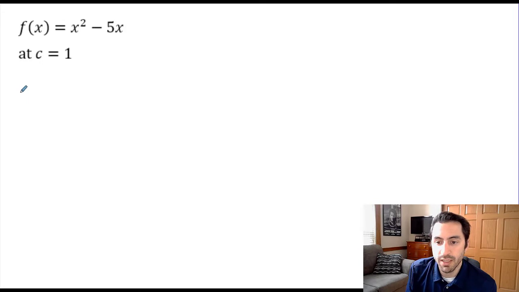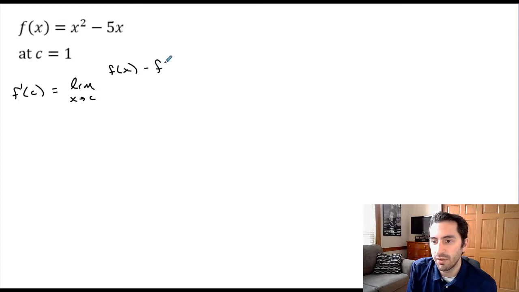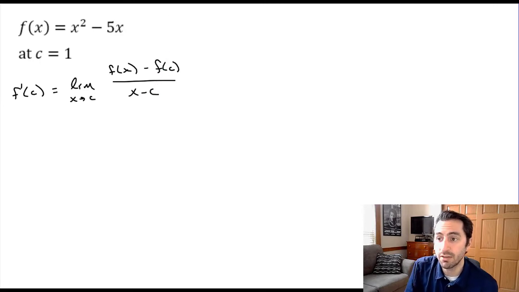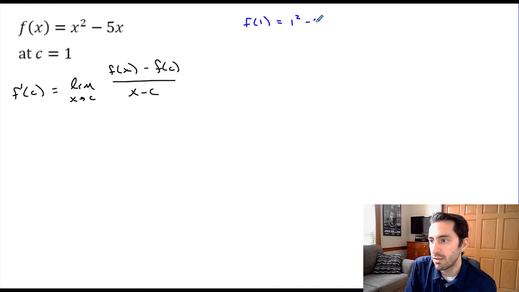So let me just write down our formula again. So f prime of c is equal to the limit as x approaches c of f of x minus f of c all over x minus c. So just as a little side note, let's find f of c right away. So f of c, so that means f of 1. That's going to be equal to 1 squared minus 5 times 1. So 1 minus 5, we get negative 4. So that way we can plug that in.